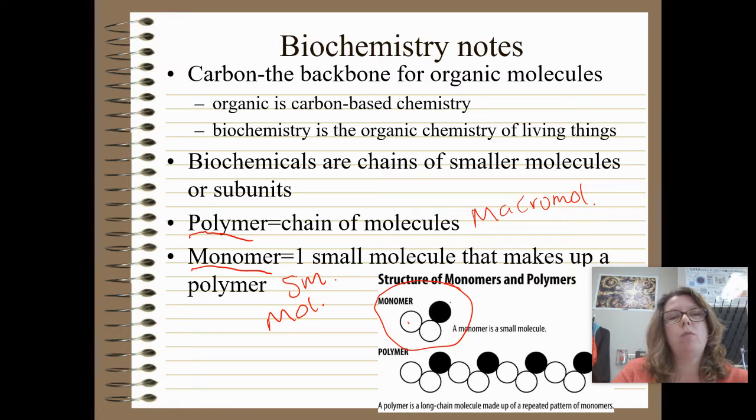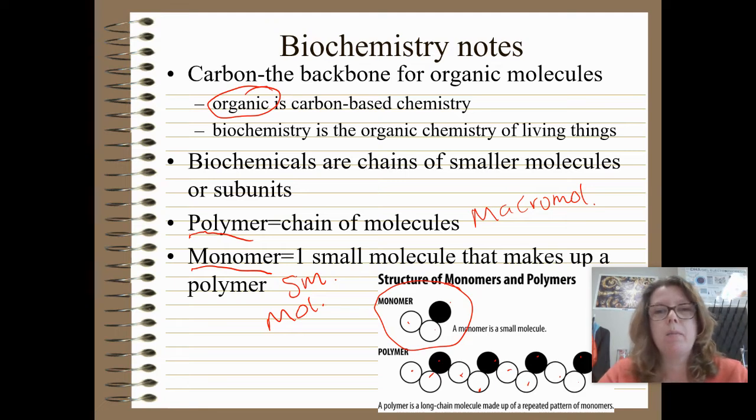And notice we can link those together kind of in a chain-like structure. White, white, black, there's one monomer. White, white, black, another monomer, and so on. And when we put those little monomers together to make a macromolecule, that macromolecule is a chain of smaller molecules, or a polymer. Biochemicals fit under the umbrella of organic chemistry, that term organic.